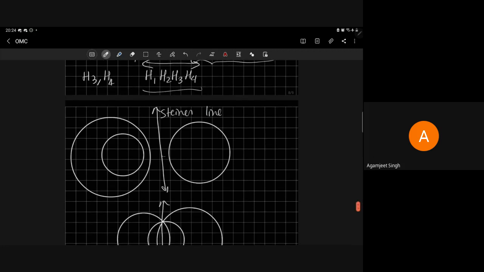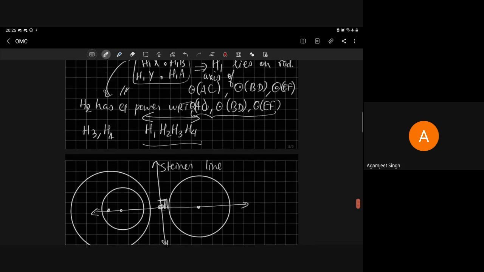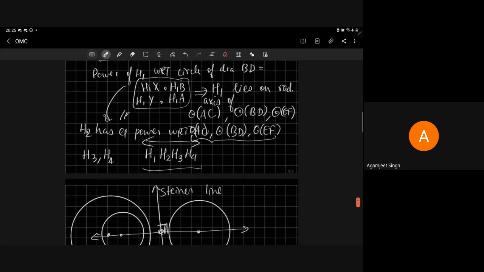And in the case of coaxial circles, the line joining centers is perpendicular to the radical axis, correct? So for coaxial circles, all three centers are collinear and the line joining centers is perpendicular to the radical axis. Does that make sense? So what are the centers of the circles of diameter AC, BD, and EF?